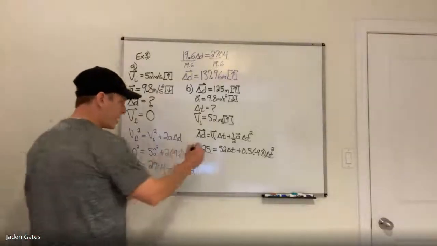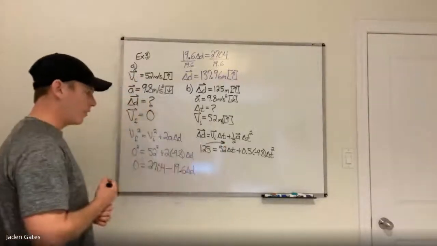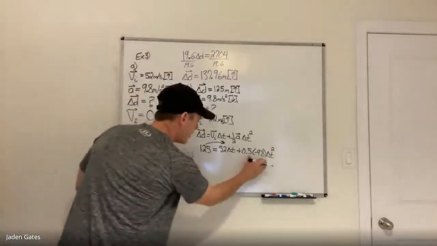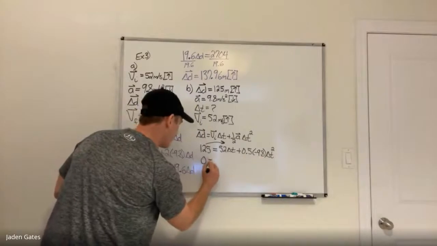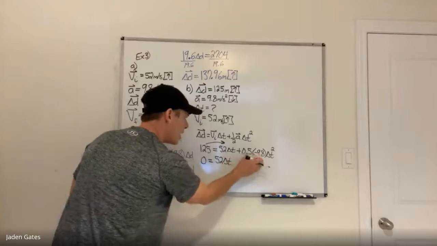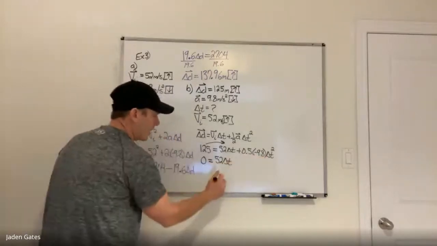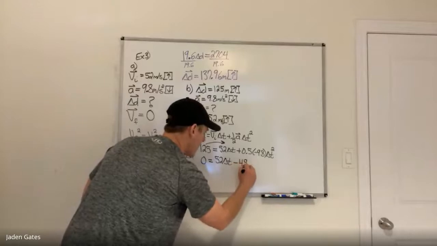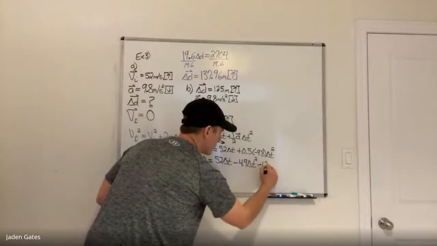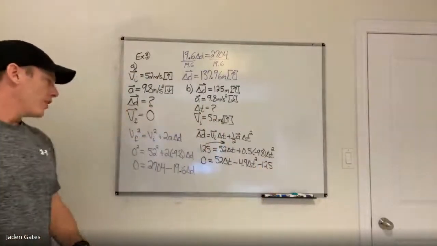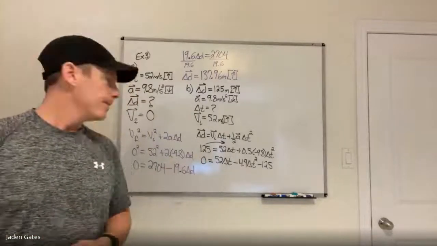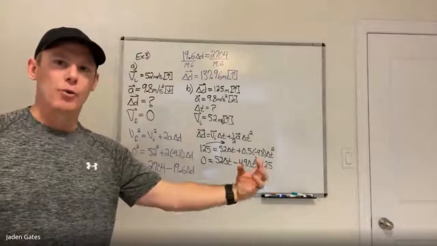And because of that, I am going to move this 125 over. I'm going to first simplify this part. So I've got 52 delta T. This part here, 1/2 of negative 9.8 is minus 4.9 delta T squared. And I'm going to move that 125 over, so it's a minus 125. The reason I move that 125 over is because I am going to use the quadratic formula, and to use that, you have to have a zero on one side of your equation.